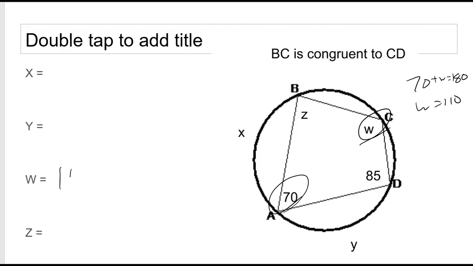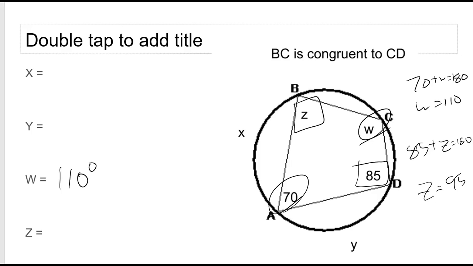Bam, easy. Same thing here, 85 and z. So that means 85 plus z equals 180. Well, if I subtract that, z is going to give me 95. So right there, just knowing what you just learned today, I was able to solve 2 of the 4. Okay, let's kind of erase these.